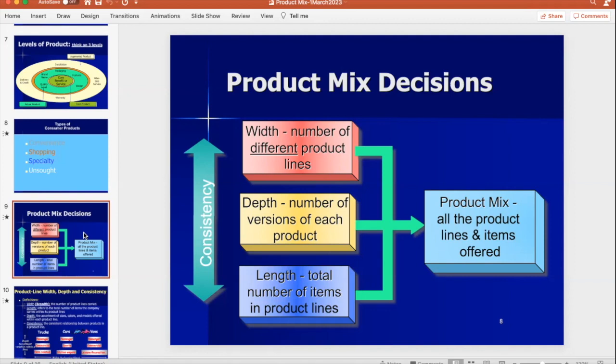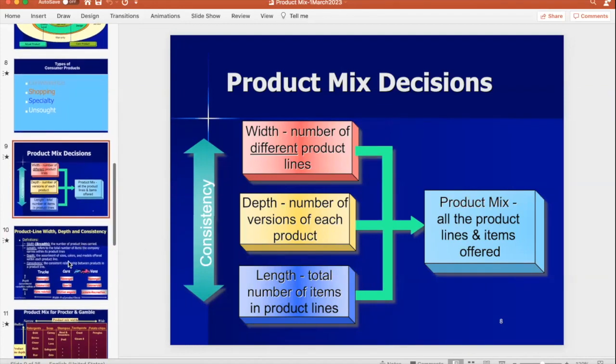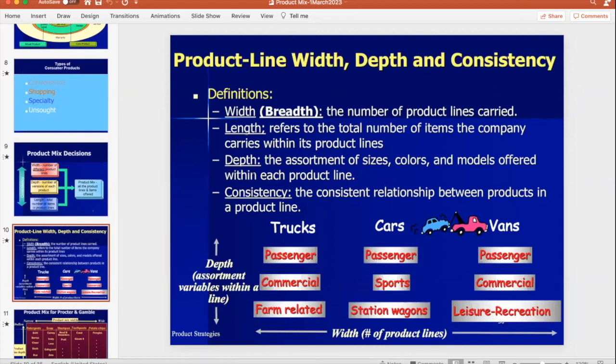So it is very important to understand when you're developing a product, is it the depth or the width that you're developing? Obviously, it is more work when you're developing a new width versus when you're developing a depth. So again, width is how many categories you have within the product line. The depth is how many variations within these categories. The length is the number of total items.